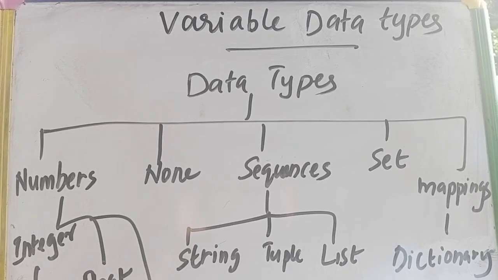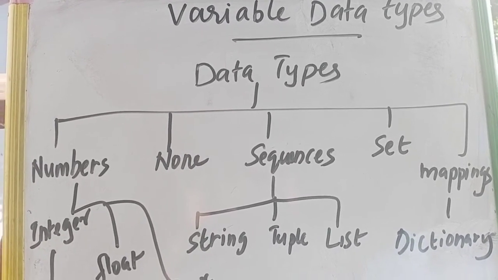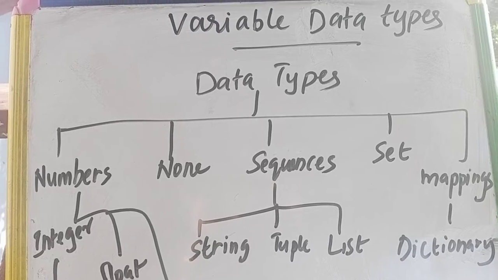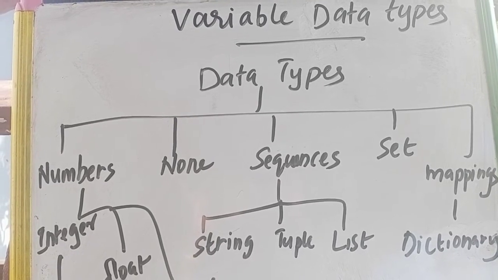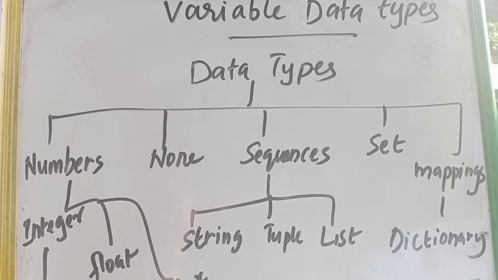Hi all, today we are with the next topic, variable data type. I will tell you what is actually data type. Data type means the type, it decides the type of value that a variable holds.